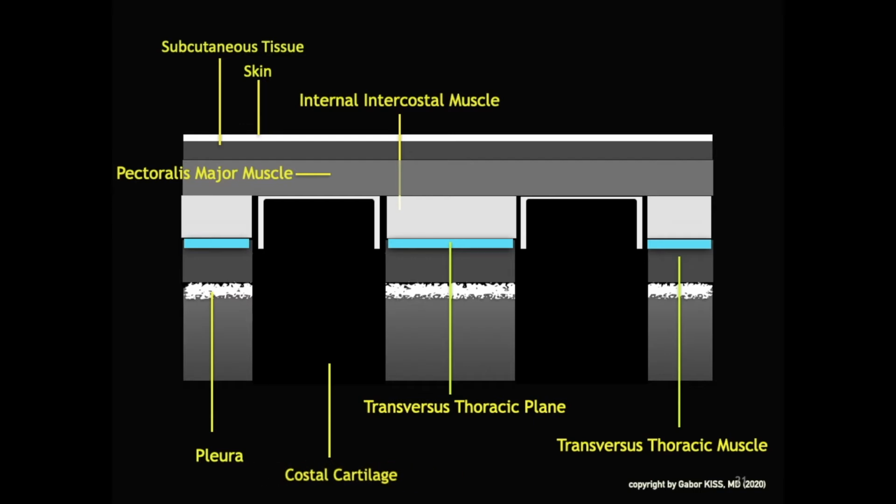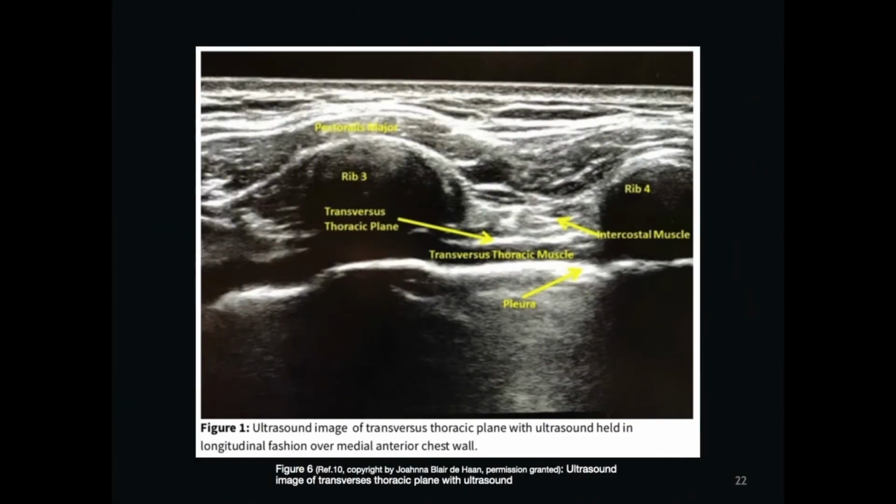In ultrasound imaging, costal cartilage is displayed as a black shadow. On this longitudinal ultrasound real image, one can see the anatomy of the transversus thoracic plane block before injection. The transversus thoracic muscle is identified as a hypoechoic band that overlies the pleura.